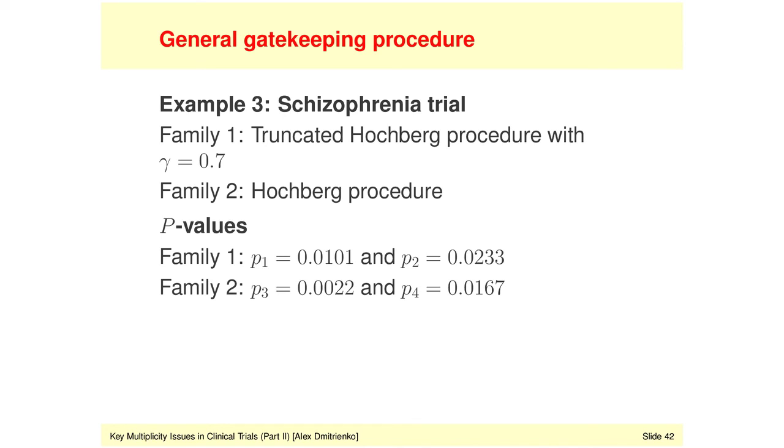I'm going to give a quick example to show how this mixed gate macro could be used to implement the Hogberg-based gatekeeping procedure in example 3. Here we're going to follow the same outline, the same structure that we used in the numeric example a few minutes ago. Within the primary family, the truncated Hogberg procedure with the gamma set to 0.7 will be utilized. In the secondary family, the regular Hogberg procedure or a univariate test will be applied. We're going to assume the same set of p-values in family 1 and in family 2.